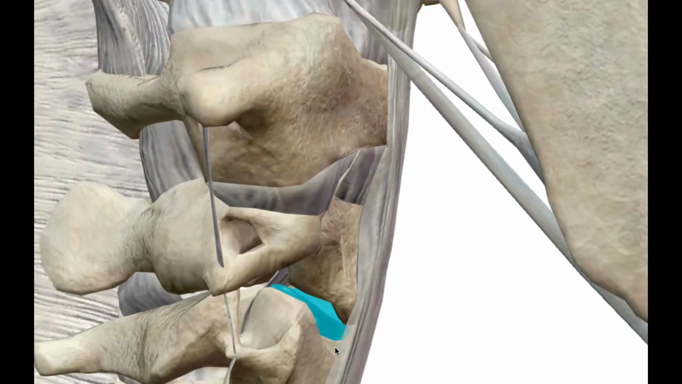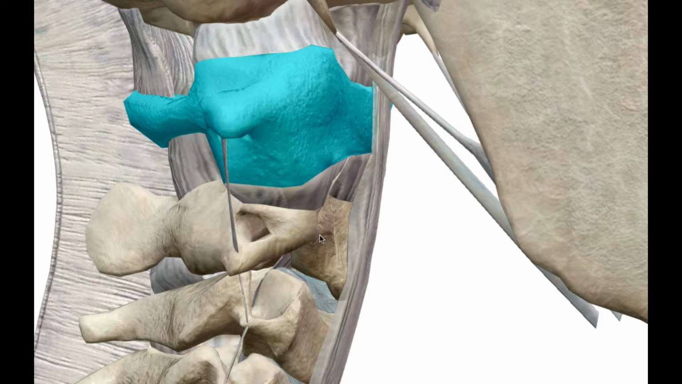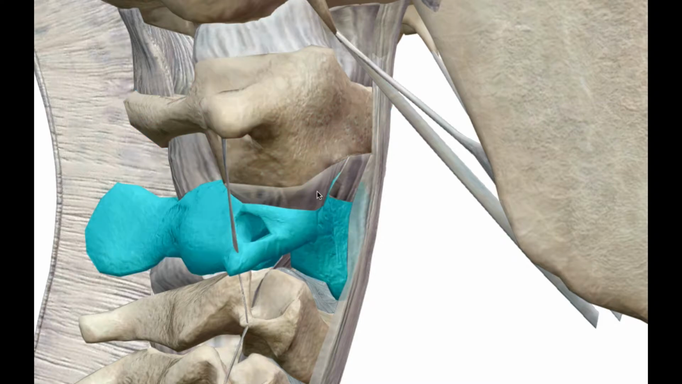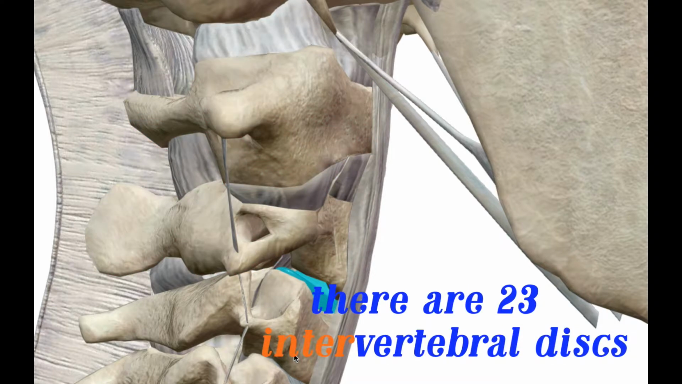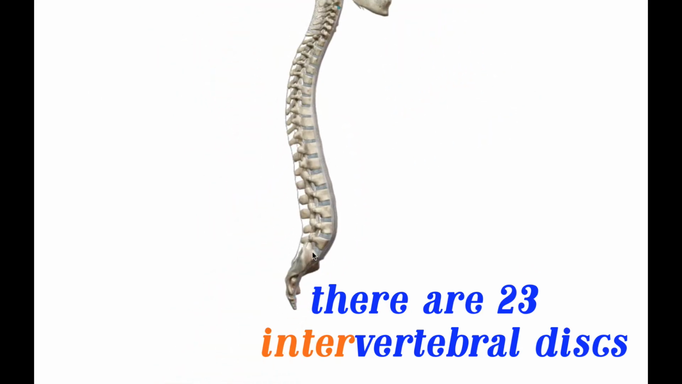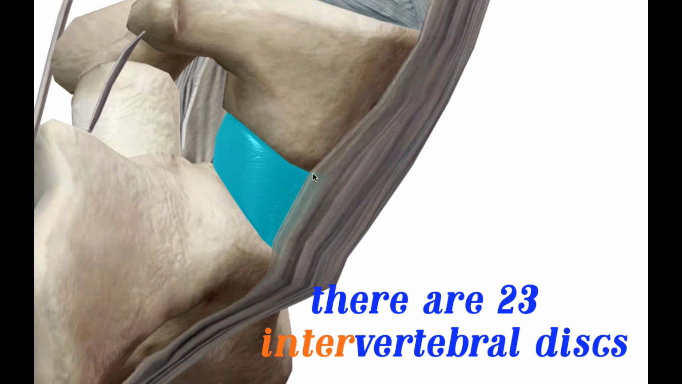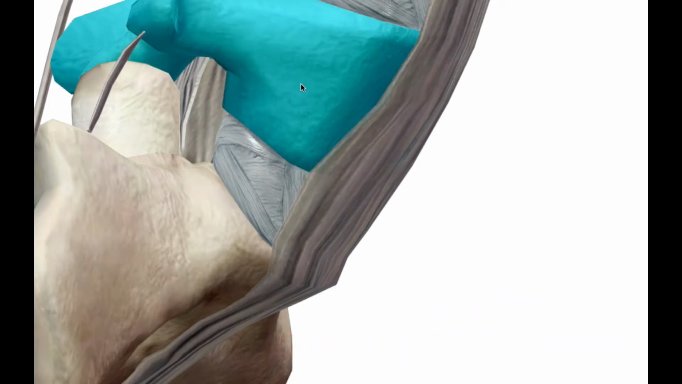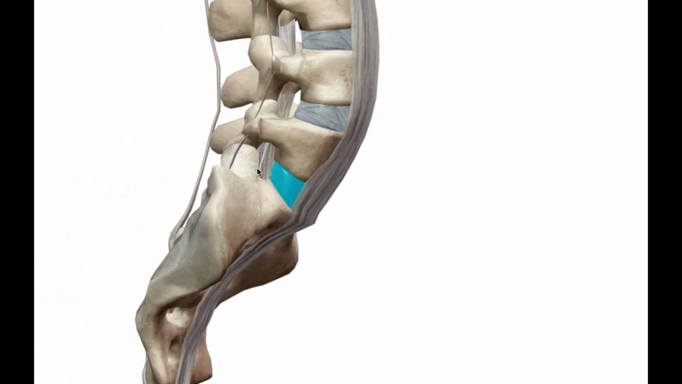So in between the atlas and the axis, there is no intervertebral disc. So it's between C2 and C3. And then the last one you can find located, let's zoom in here, you'll find located in between lumbar 5 and the sacrum. And that's the last intervertebral disc that you'll find.